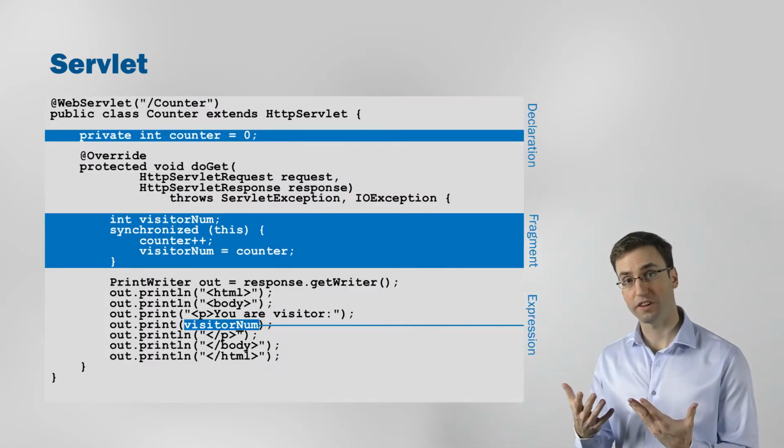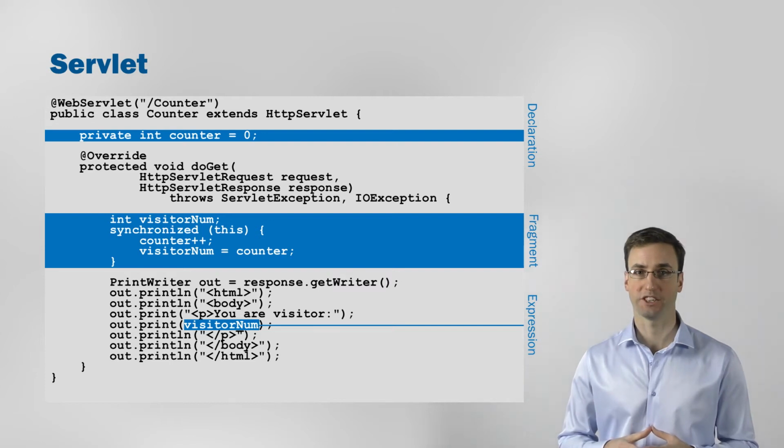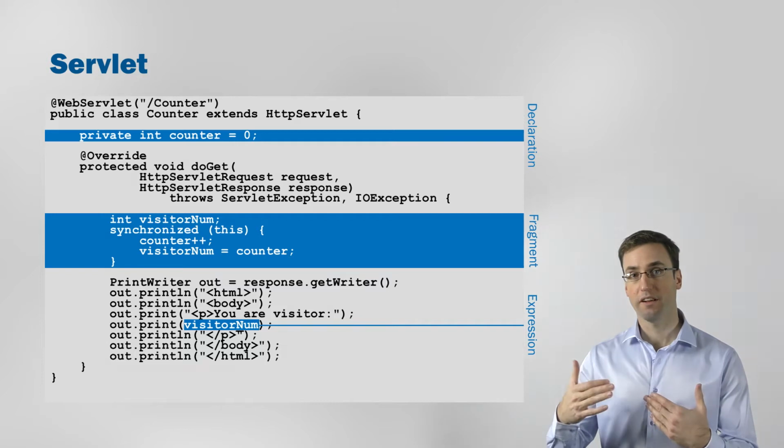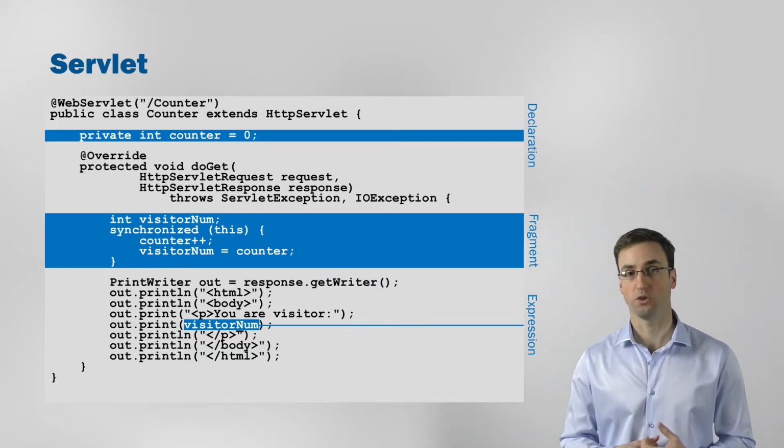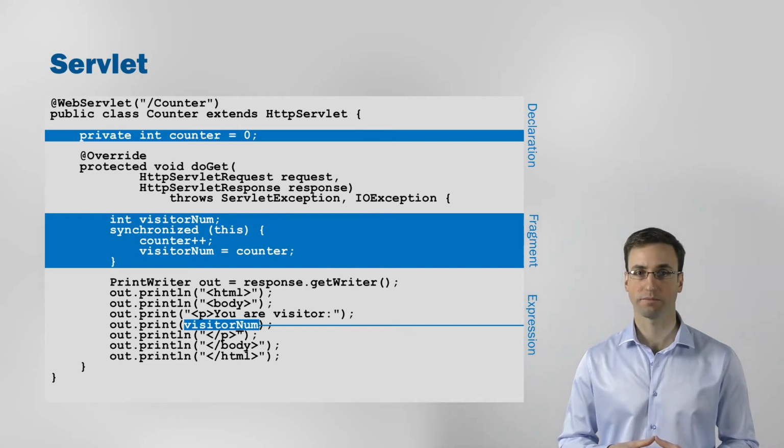So here's a simple servlet that counts the visitors to a page. It declares a variable named counter, and remember that the server only creates one instance of a servlet, so this variable will be shared across all requests and all users.